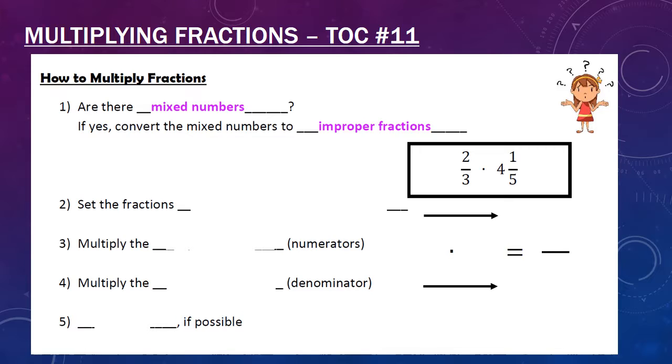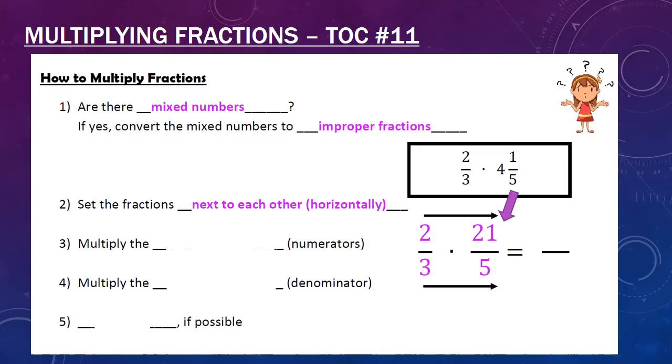So we have 2/3 times 4 1/5. First step, are there mixed numbers? Yes. Let's change that. 5 times 4 is 20, plus 1 is 21 over 5. Then you're going to set the fractions horizontally next to each other, which means side by side. With adding and subtracting, we did it up and down. That gave us room to move and write when we changed our denominators and things like that. You don't have to do that. So we're going to keep them side by side. So we're going to move that 2/3 right next to the 21/5.